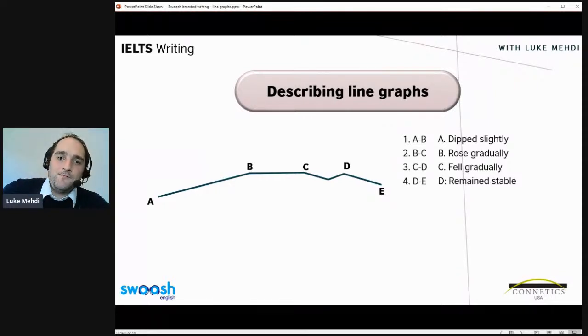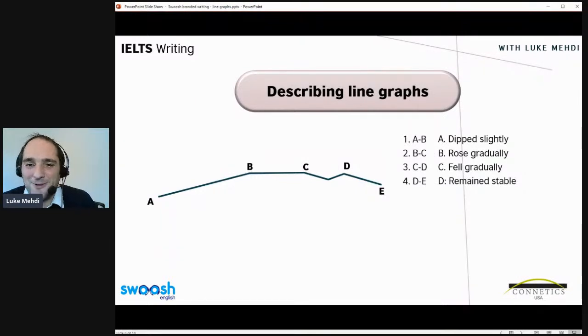Number 2, then, it goes flat. What does it do? Yeah, 2, remain stable. Nice. We should have done this one first, probably. Well done, everyone. This one is a lot less confusing. The trends are very gentle.